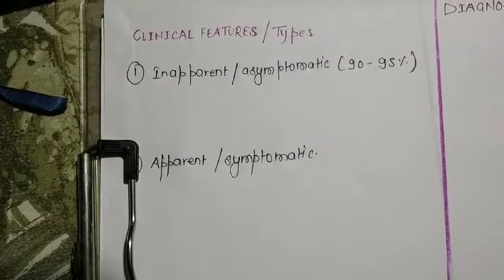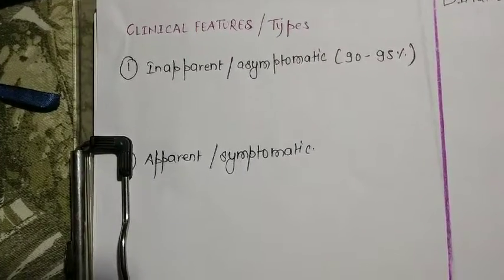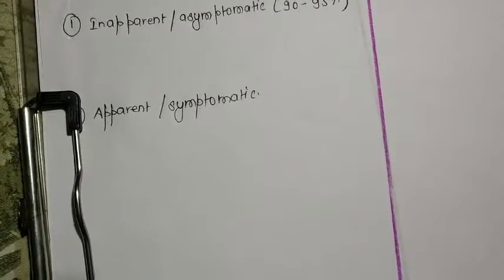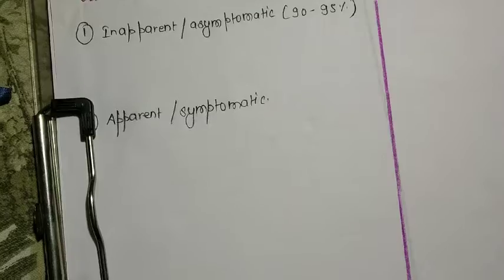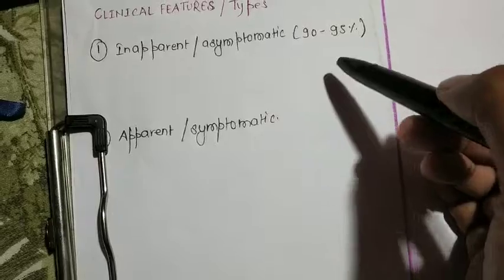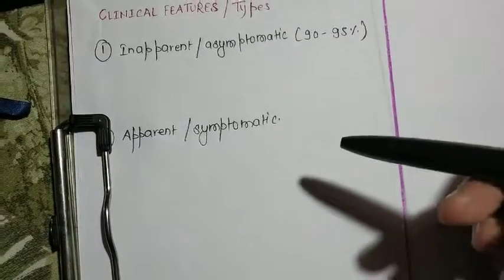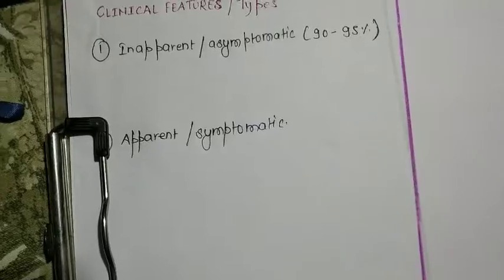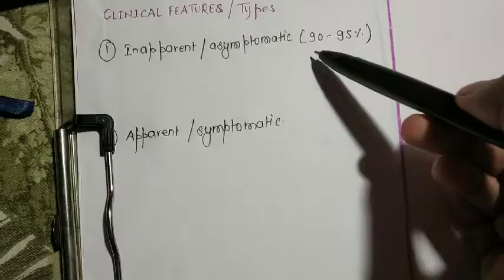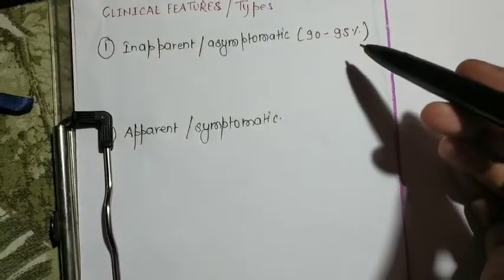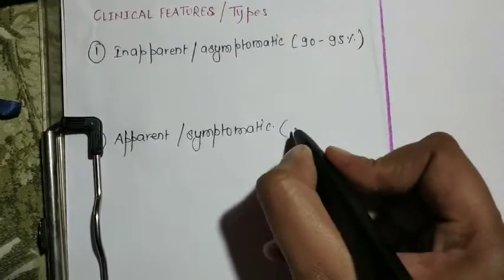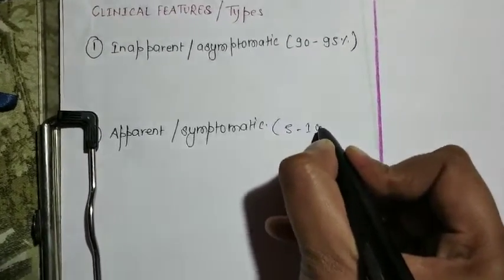Here we are going to discuss the clinical features and the types of polio disease. Actually, the clinical features of a polio virus infection may occur in two forms. First is inapparent or asymptomatic. Second is apparent and symptomatic. The inapparent and asymptomatic form is seen in 90 to 95% of cases, but the apparent or symptomatic form is mostly seen in 5 to 10% of cases.